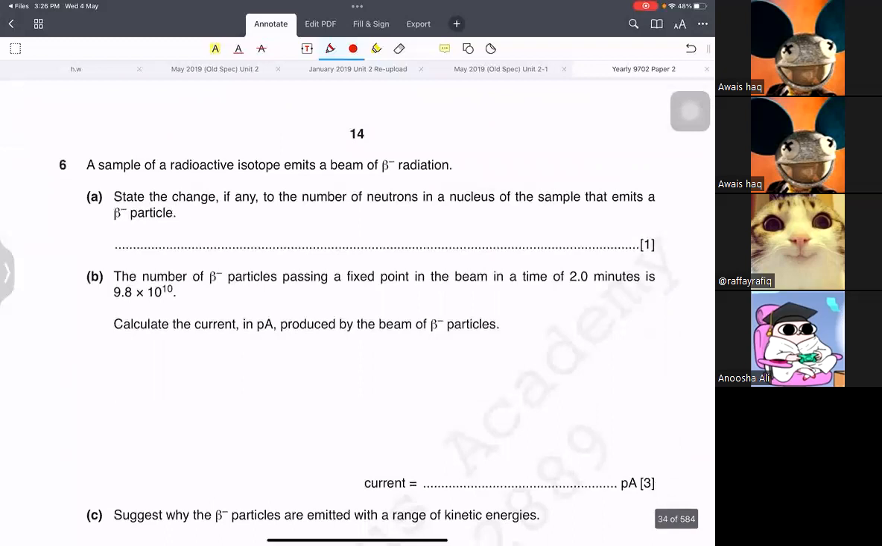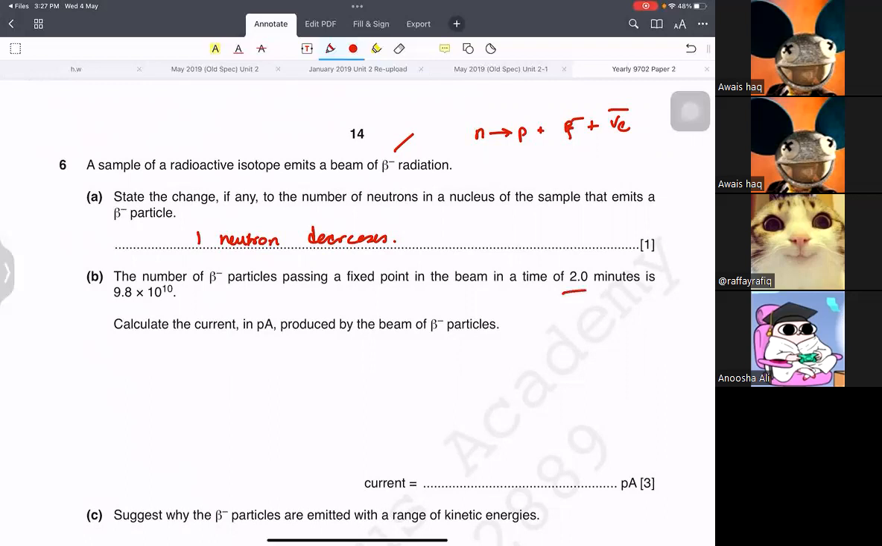Now question number six. A sample of beta radiation, beta minus, okay, this is minus, right? State the change in the number of neutrons in the nucleus of a sample that emits it. Of course. So in beta negative, right? A neutron changes to a proton and then it gives a negative beta plus an anti-electron neutrino. So it has to be like one neutron decreases.